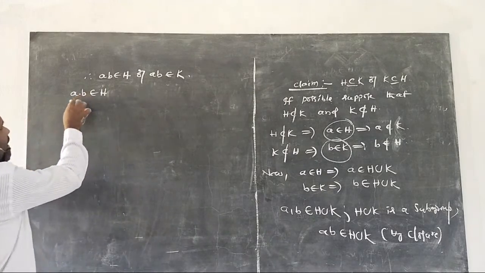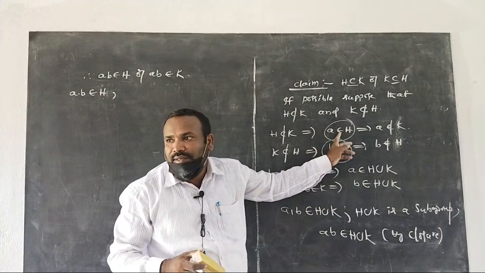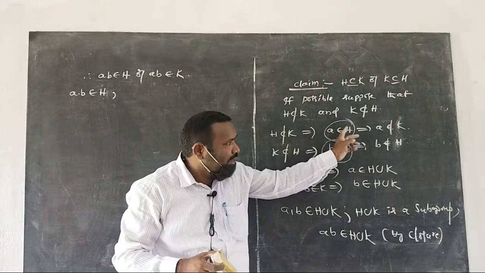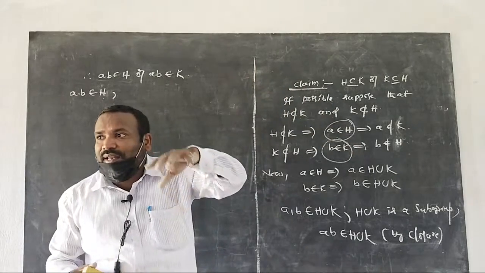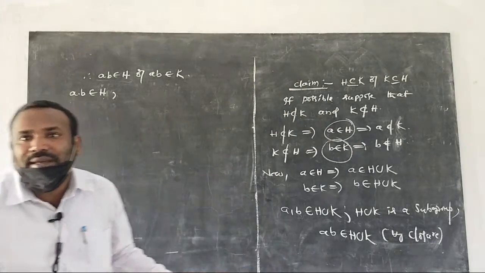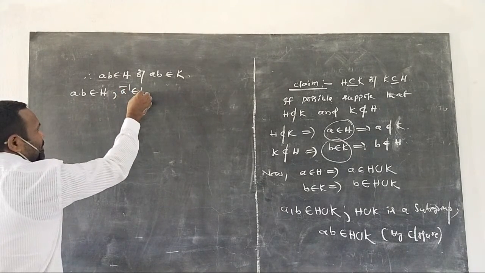A times B belongs to H, A belongs to H. Here A belongs to H, and H is a subgroup. A belongs to H, H is a subgroup. In a subgroup there is the inverse property. A has an inverse. What is the inverse of A? A inverse. And A inverse belongs to H. And AB is in H, A inverse is in H. H is a subgroup.